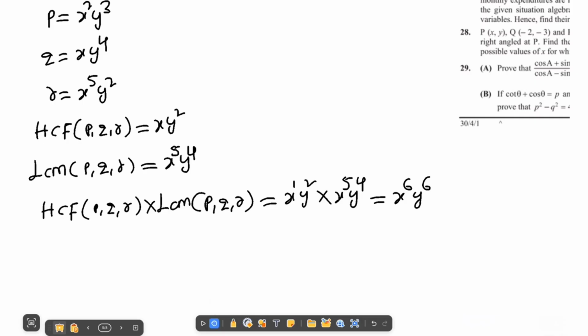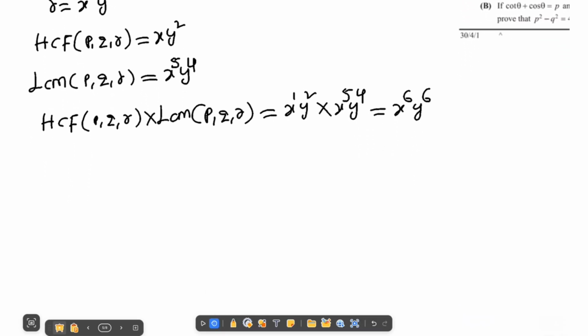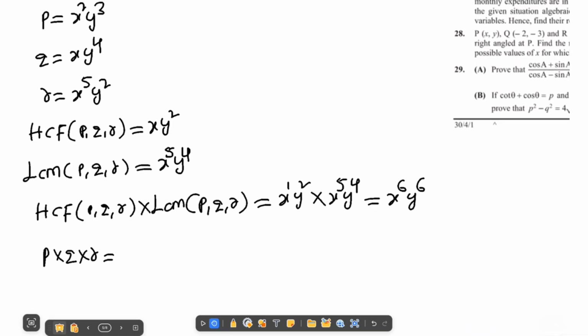Now let's check whether this is equal to the product of the numbers or not. So we have to multiply P, Q, R. So what is P? P is x square y cube, into Q, which is x y power 4, into R, which is x power 5 y square.